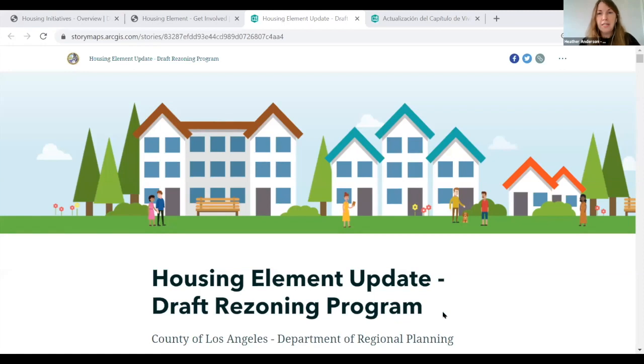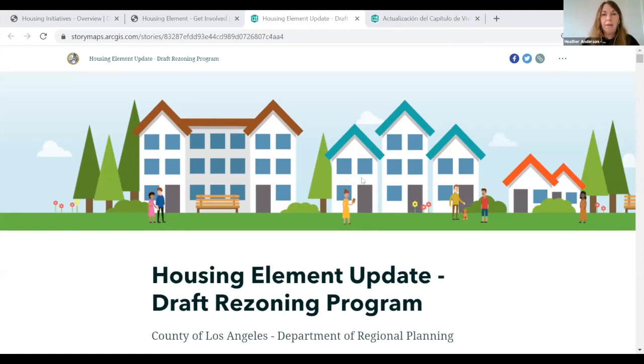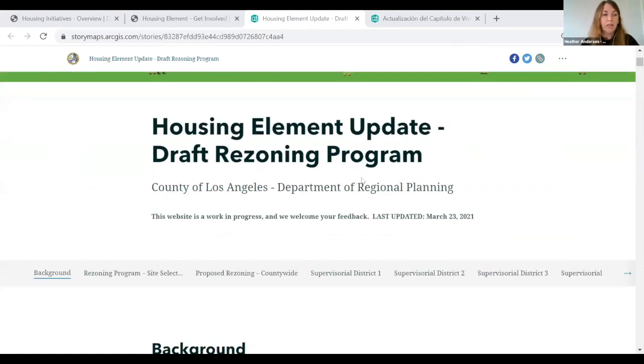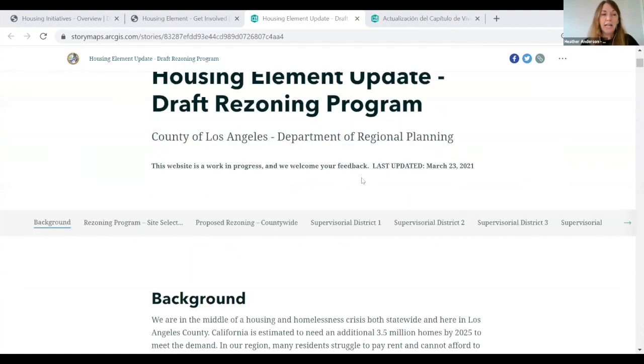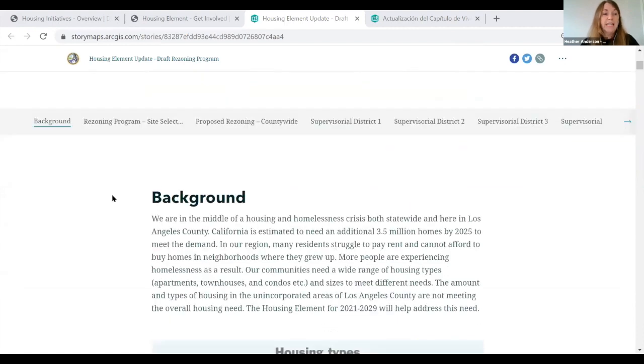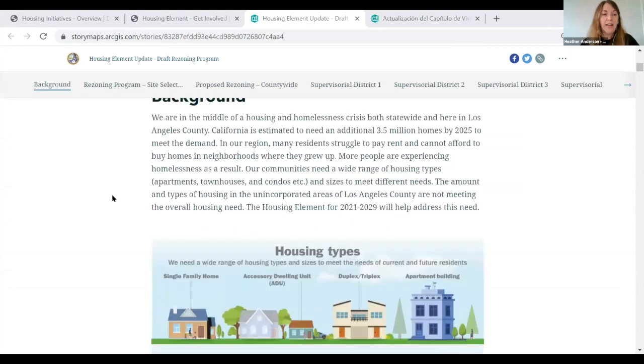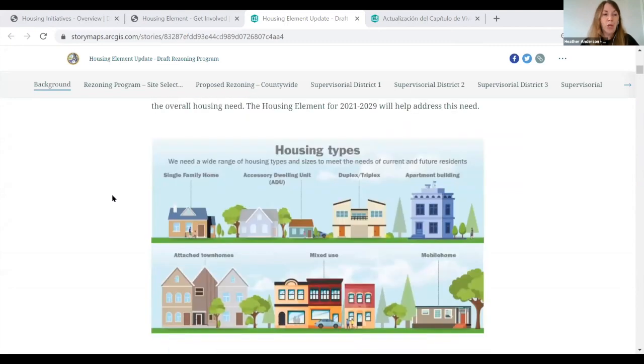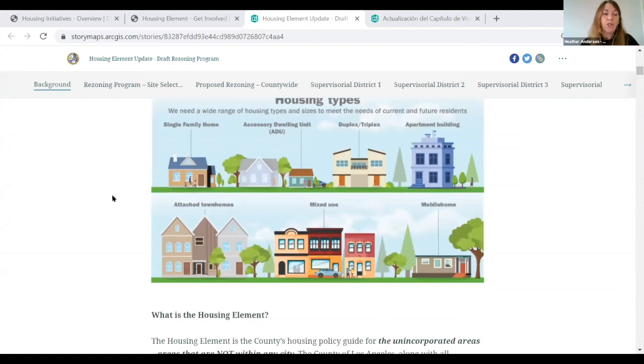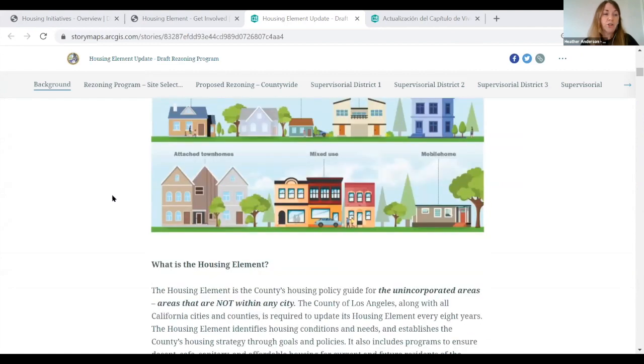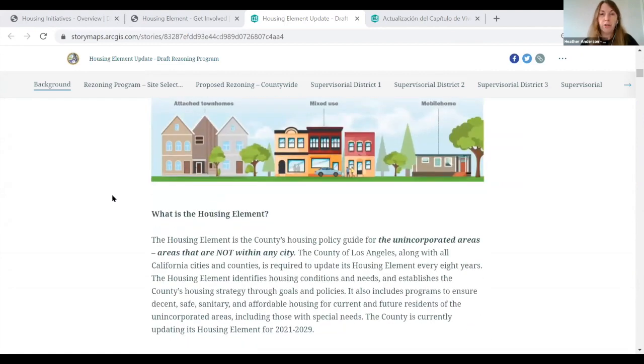So this is an interactive story map that we created, which sums up a lot of the information from our presentation today about the housing element, the need to provide more housing opportunities, and our general approach for the program. We also have a Spanish version of the story map, and both are posted on our website. We'll post the links in the chat box after the presentation so you can further explore it and share it with other community members.